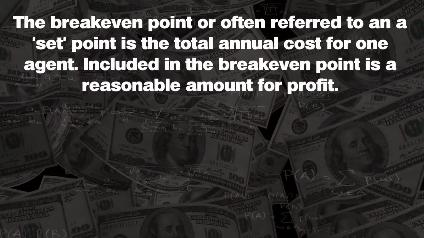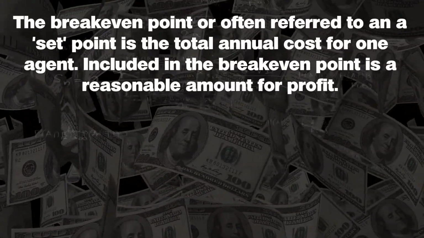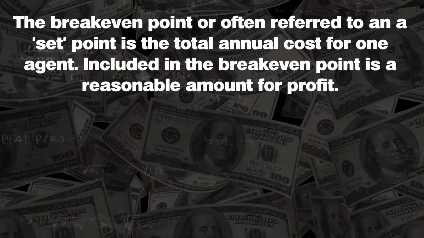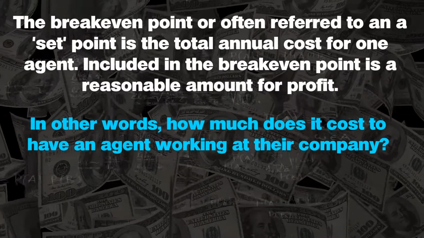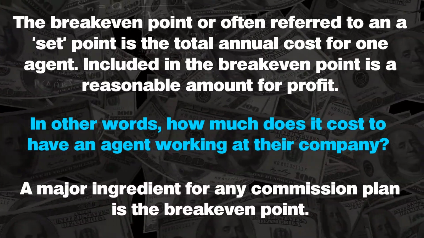The break-even point, often referred to as the set point, is the total annual cost for one agent. Included in the break-even point is a reasonable amount for profit. In other words, how much does it cost to have an agent working at their company? A major ingredient for any commission plan is the break-even point.